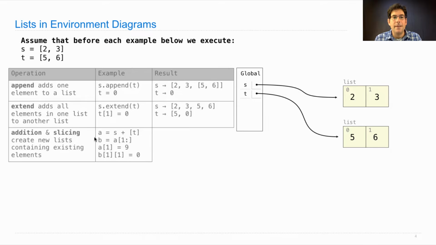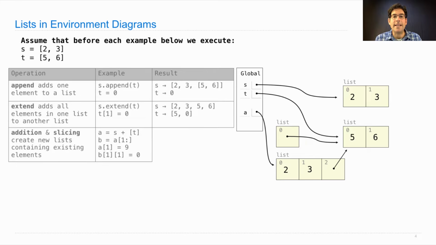Starting at the top, if I added S and T together, I'd get a list 2, 3, 5, 6. But this is different. This says build a 1-element list containing T. So let's go ahead and do that, even though we're not going to give it a name. Instead, we're going to add this list and this list, building a new list containing the elements 2, 3, and the list 5, 6. So the result of this expression, S plus [T], builds a 3-element list with 2, 3, and a list, and we give this the name A.